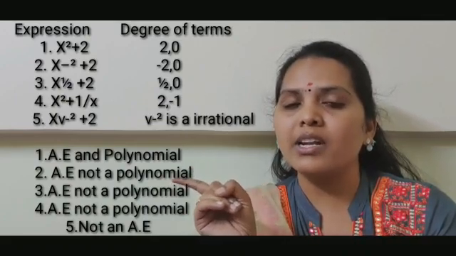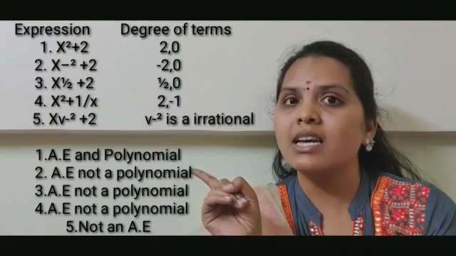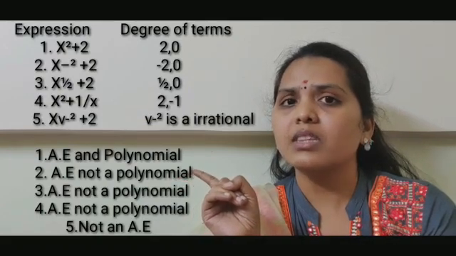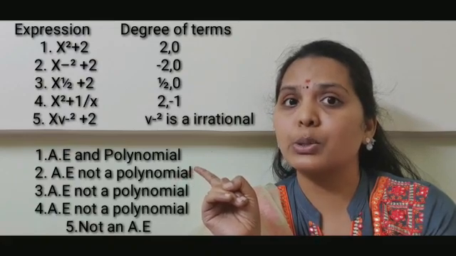Coming to the last one, the fifth expression. Here the variable in the first term is x, and the power of x is root 2.